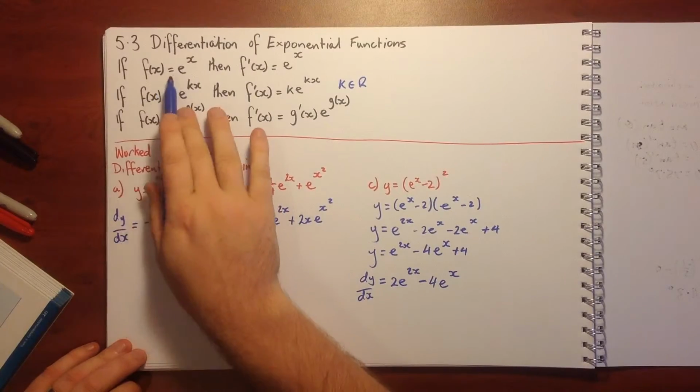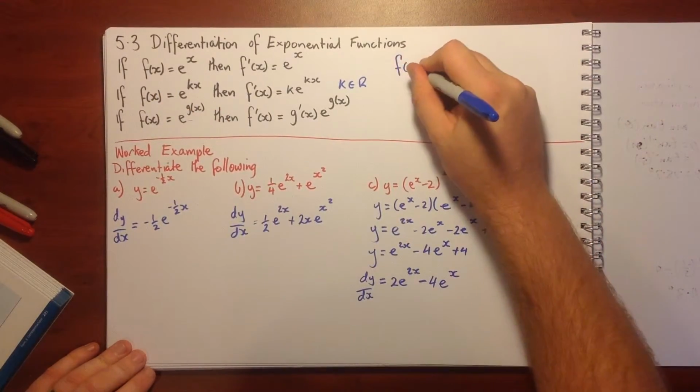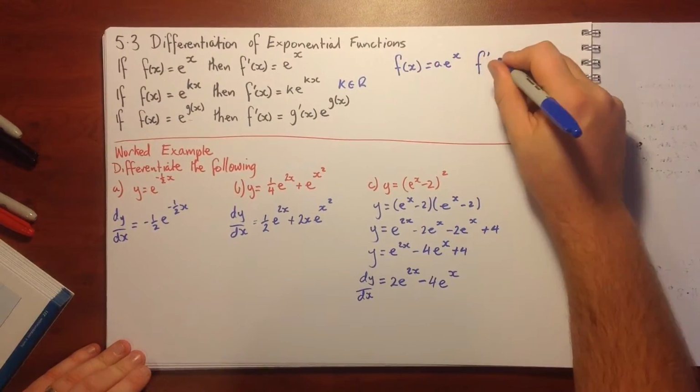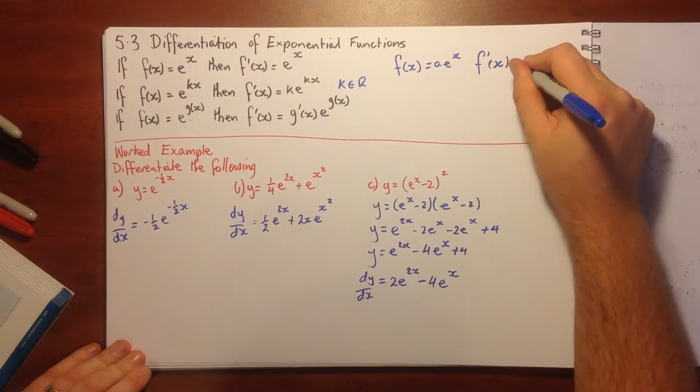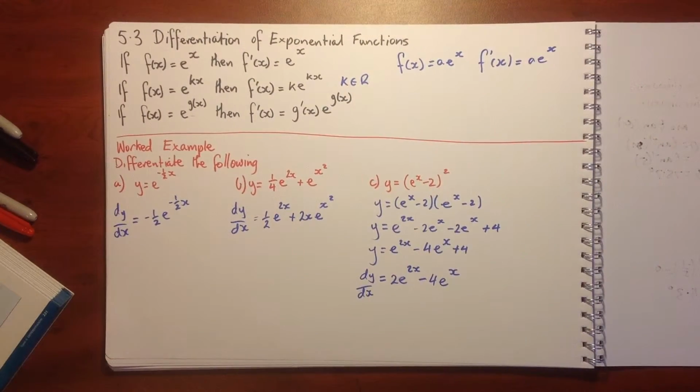So here, if we have just a constant out the front as well, so we could say we've got f of x equals a e to the x, then f dash of x will equal a e to the x as well. A constant out the front won't make any difference at all. So that's actually all there is to this section. It's not a very long section, and it's quite nice with the way our rules work for that one.